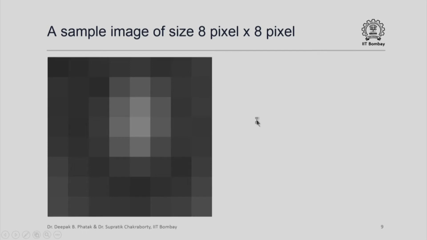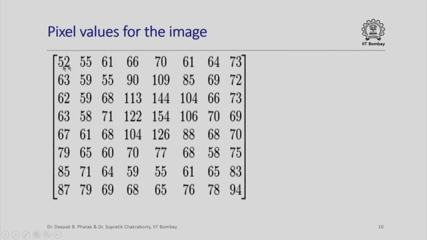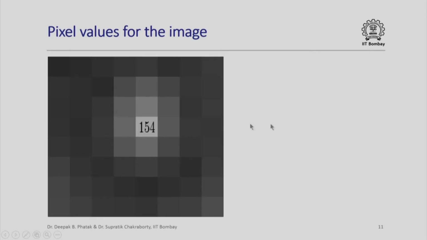Let us look at the pixel values of this image. Observe that these are the pixel values stored in an 8 by 8 matrix. Observe that the smallest pixel value is actually 52 and not 0. The largest pixel value is 154 and not 255. This is one of the reasons why the contrast of this image is poor. So, this is how the image looks like. I have simply shown the value of the brightest pixel here as 154.